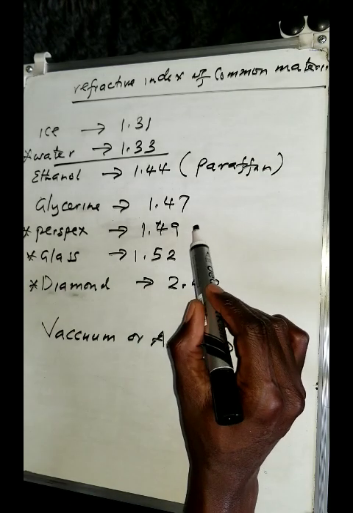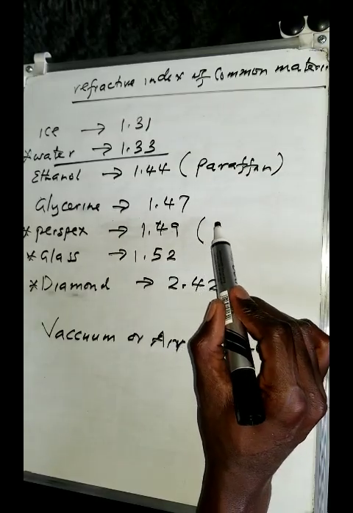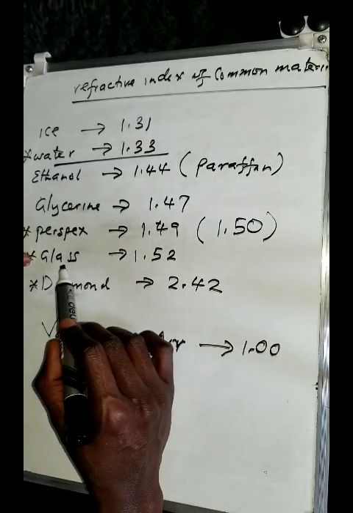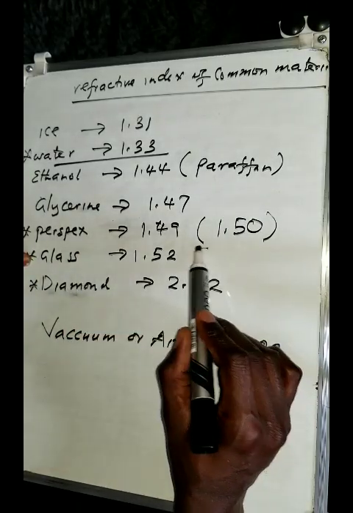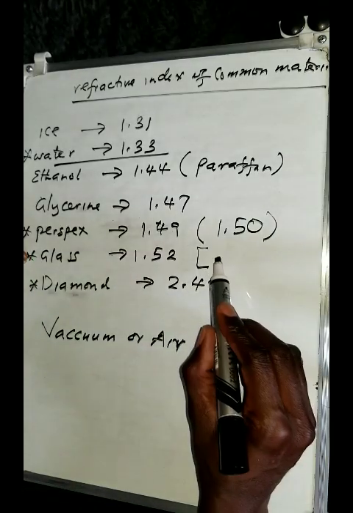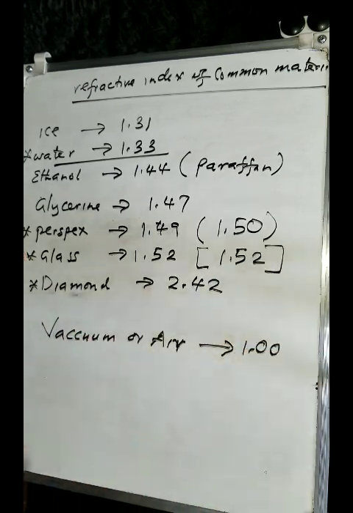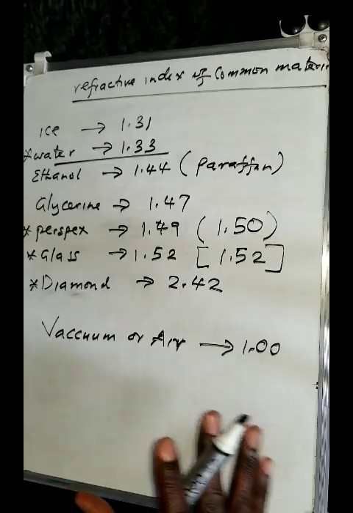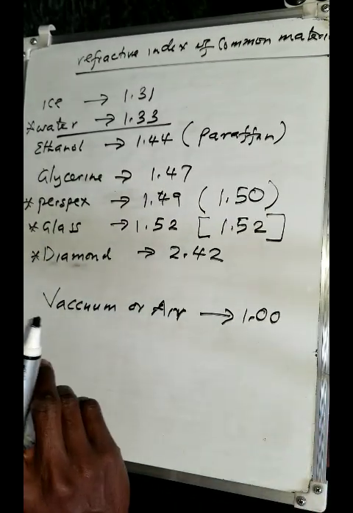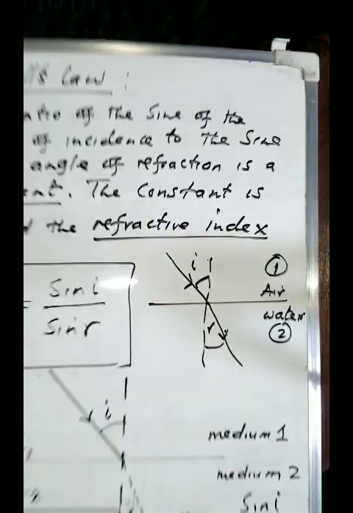Of course, in some books they may tell you that perspex may have about 1.50. It depends on what the question is telling you. Crown glass may have a refractive index of about 1.52. So it will depend, but anyway, these are approximate values that I've just given you. Different materials have different refractive indices. That is what I wanted you to appreciate.